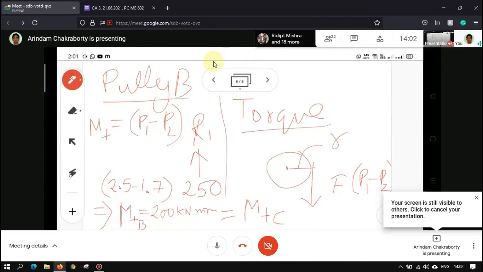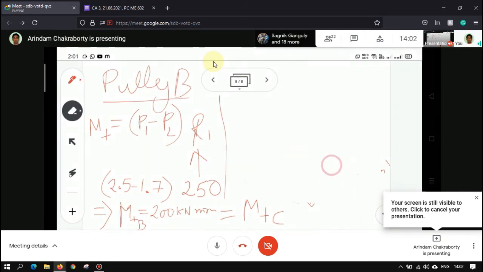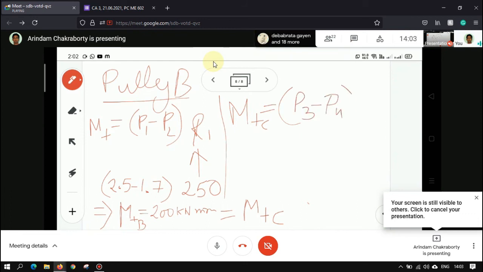So from here I can write one more equation. What can be the equation? Don't worry, it is not a rocket science equation where we have to think twice. It is a very easy equation. MTC is equal to (P3 minus P4) into R2, where R2 is 125, and we don't know P3 and P4. Let it be equal to 200.